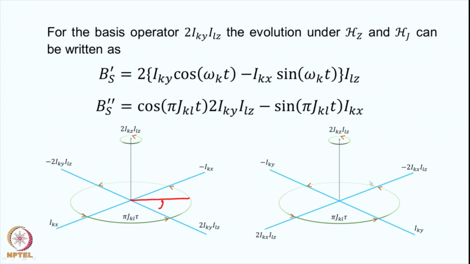So this whole set of operators which are present here, 2 IKX ILZ, IKY and this coupling operator 2 IKZ ILZ, these form a kind of rotation group. When I say rotation group, they transform within themselves. So under the influence of one thing, one operator transforms into the other. That is the meaning of the rotation group. These are very useful expressions for calculating the evolution of any density operator as we get along.